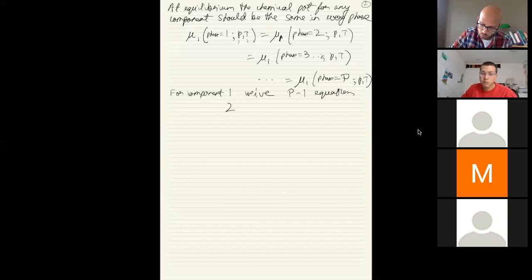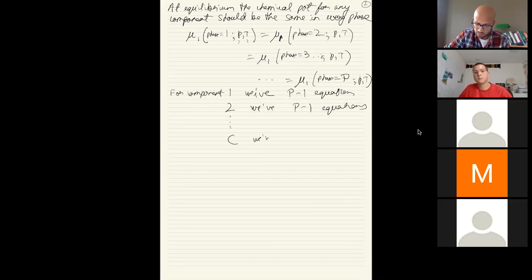For component 2, we have again P minus 1 equations, and every equation is a constraint on the pressure and temperature. To answer your question, Elizabeth, this is really you are specifying a limitation on the pressure and temperature. It could have varied in the domain anywhere, but now you're saying, hold on, you can't do all the possible changes.